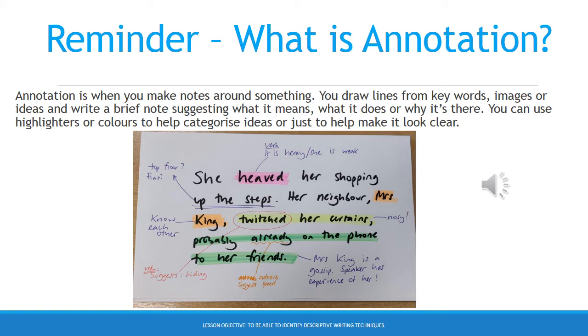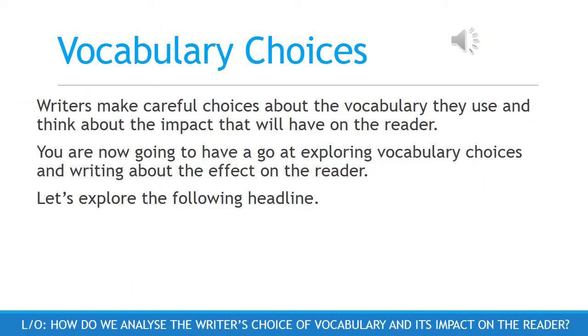Twitched her curtains, so the fact she's twitching her curtains suggests she's nosy. Twitched is a verb, it suggests maybe that she's hiding behind them. Probably already on the phone to her friends, so she's clearly a gossip. And the speaker has experience of her being a gossip. And then already suggests, it's an adverb, and it suggests speed, that she's already on the phone, she's done it really, really quickly. So it helps us to make quick notes on something we're reading instead of writing a paragraph about it. And you're going to need that for the next couple of slides.